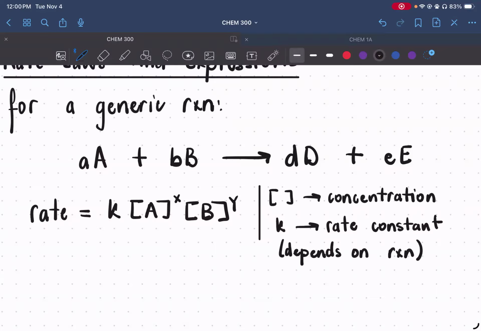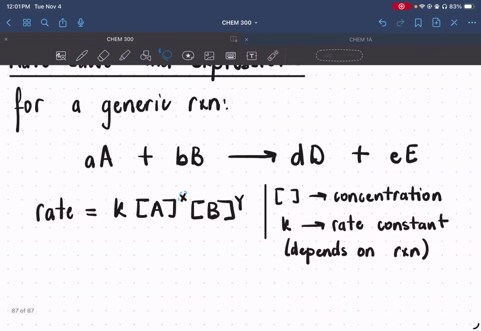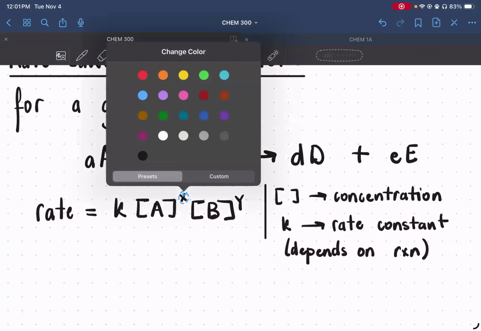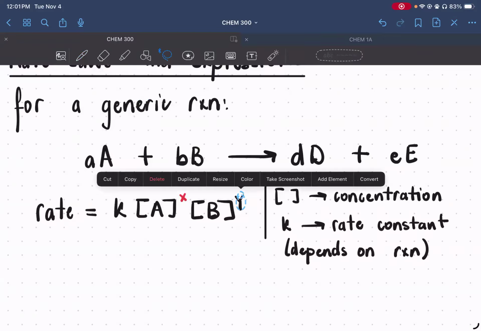We've seen a lot of constants so far in this class. Most notably, we've seen the specific heat capacity of water. We've also seen the gas law, the universal gas constant. In those cases, specific heat and gas constant, those were specific numbers that never changed. For the rate constant, it simply depends on the reaction at hand. The two new things established here is this X and Y business.